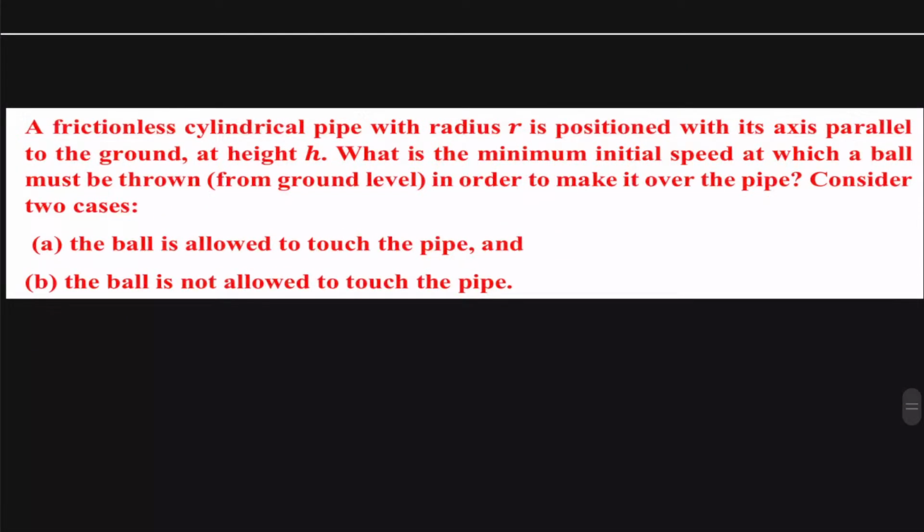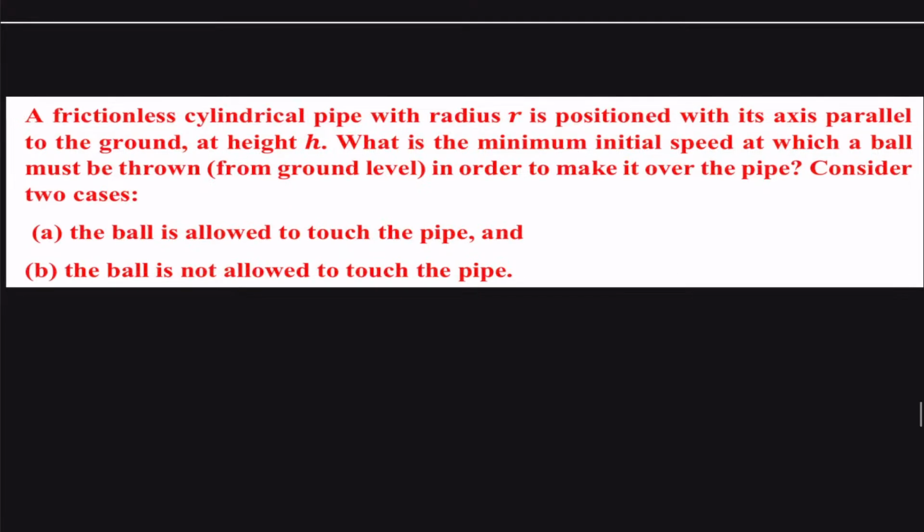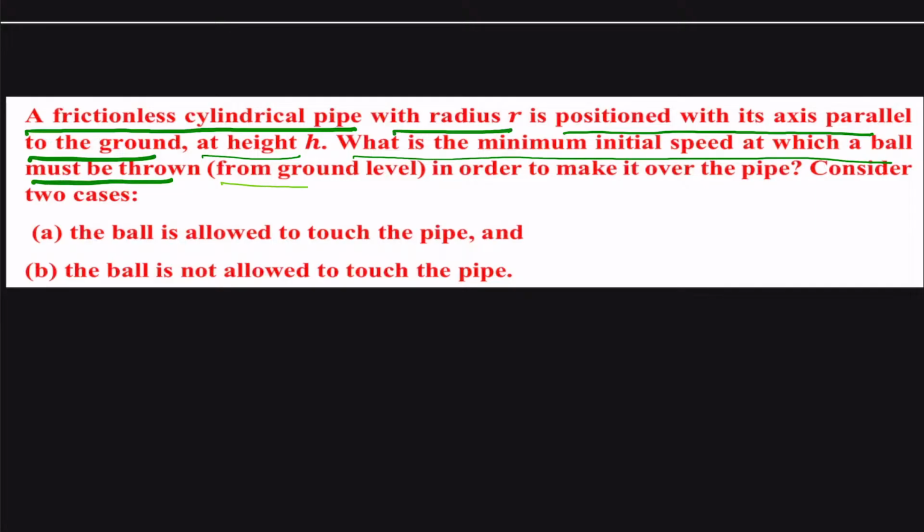And this third question is a little bit of a combination with projectile also. It states that a frictionless cylindrical pipe with radius r is positioned with its axis parallel to the ground at a height h. What is the minimum initial speed at which a ball must be thrown from the ground level in order to make it over the pipe? Consider two cases. The ball is allowed to touch the pipe and the ball is not allowed to touch the pipe.